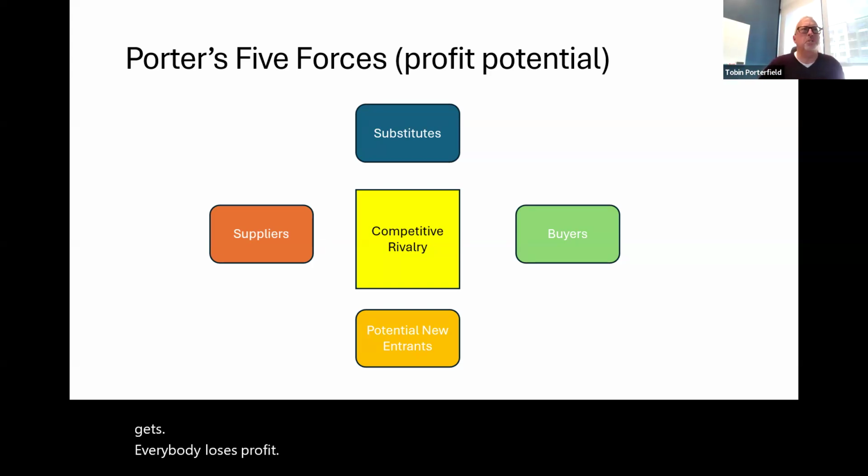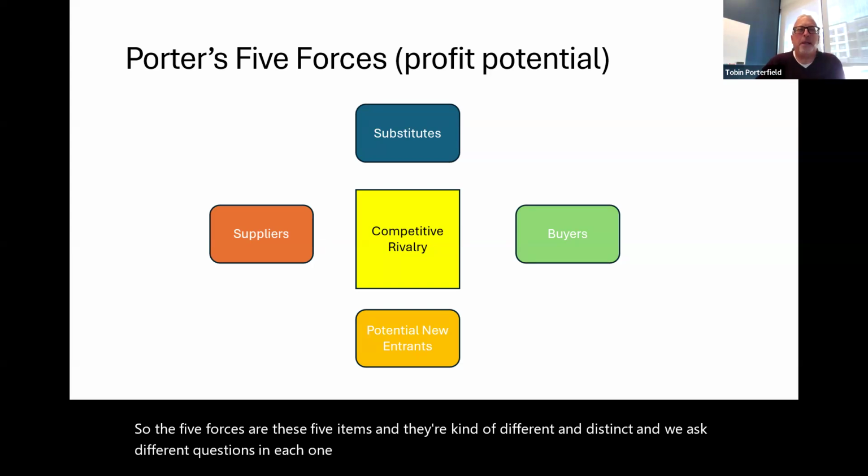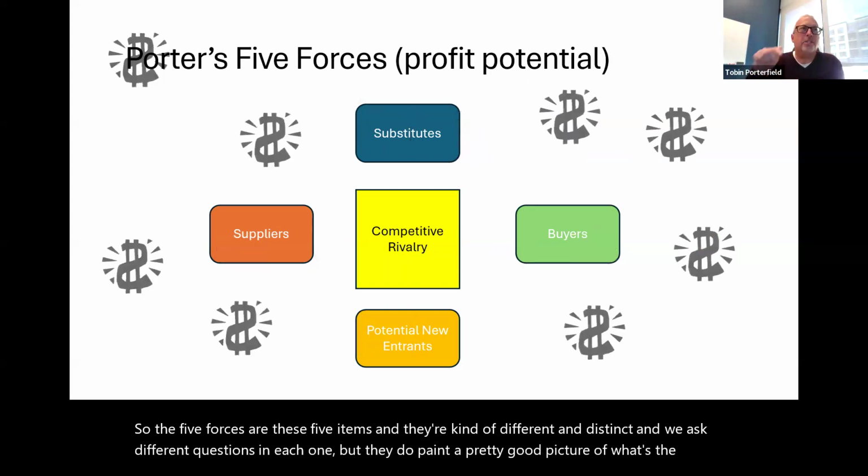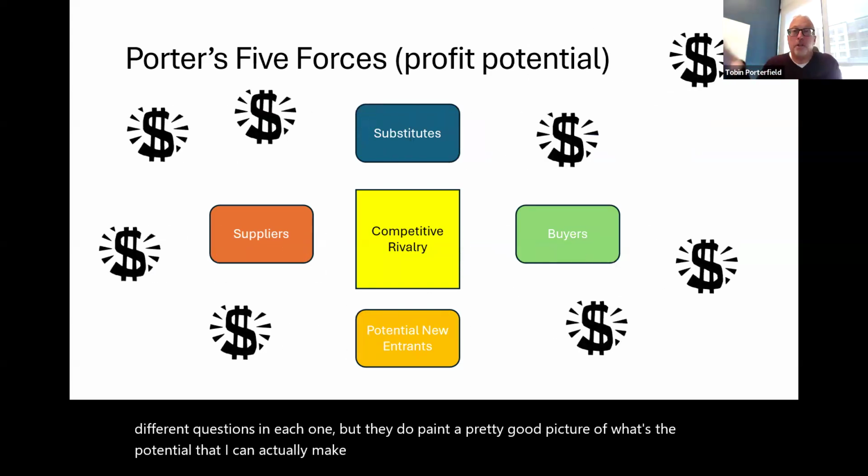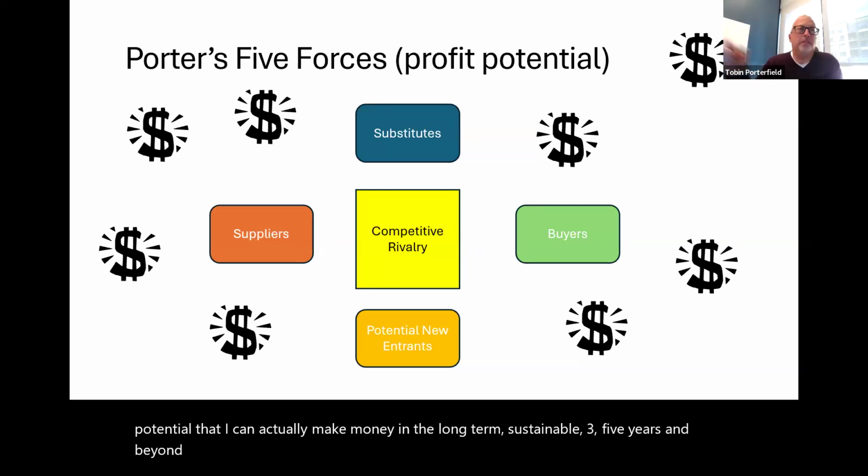So the five forces are these five items, and they're different and distinct, and we ask different questions in each one, but they do paint a pretty good picture of the potential that I can actually make money in the long term, sustainable 3, 5 years and beyond, sustainable profitability into the future. So Porter is very specific on that.